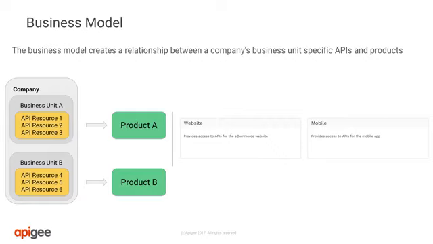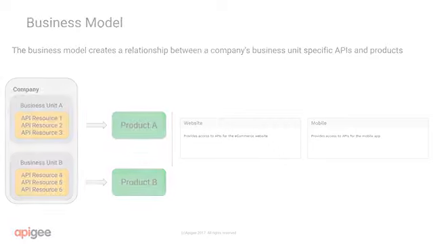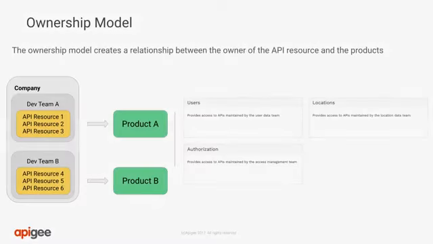Now we'll review a similar model, the ownership model. The ownership model looks a lot like the business model, the key difference being the team that drives the product groupings. In this case, they will be grouped by development or operations teams, meaning that each development team will offer products based on the API resources that they own and maintain.